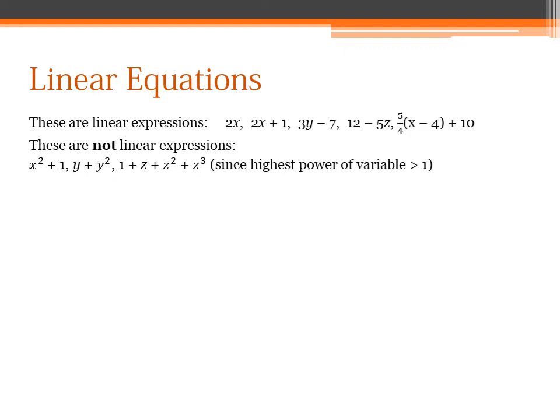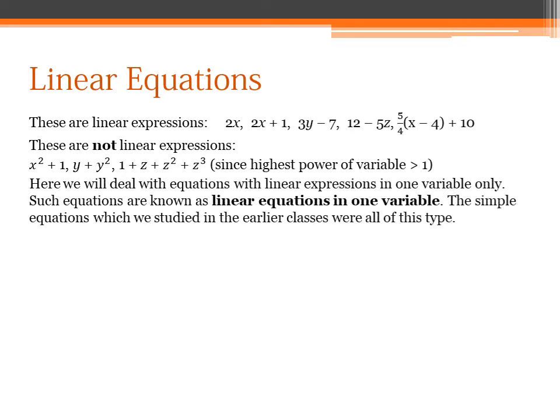For example, x square plus 1, its degree or power is 2. Y plus y square, it has two terms, y and y square. Y's power is 1 and y square's power is 2. The highest power of the variable is 2. Therefore, it is not linear. Next one, 1 plus z square plus z cube. How many terms are there? 1, 2, 3, 4 terms. It is also having 4 terms, but the highest power of the variable is 3. Therefore, it is also not linear.